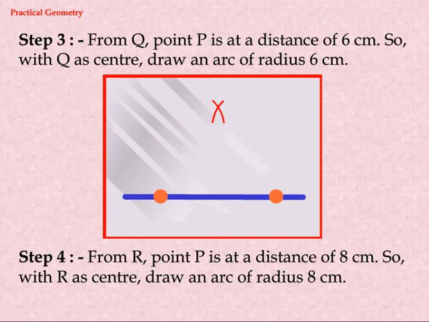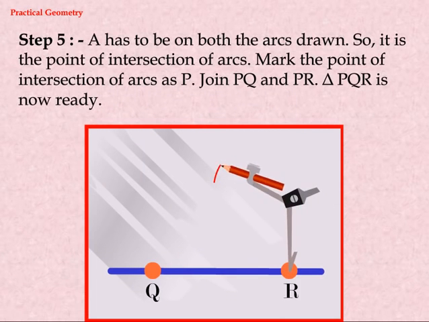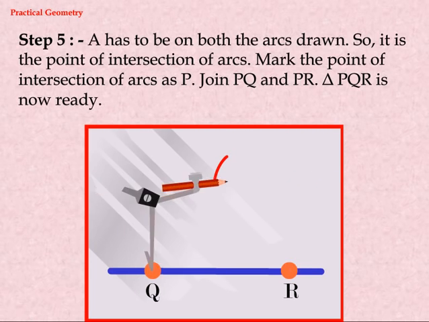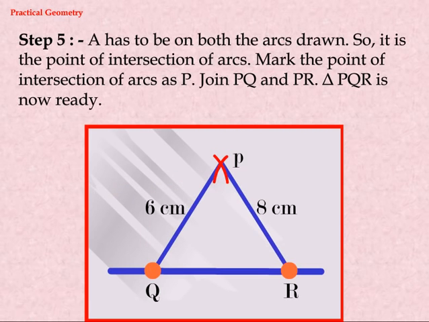Step 4. From R, point P is at a distance of 8 cm. So, with R as center, draw an arc of radius 8 cm. Step 5. P has to be on both the arcs drawn. So, it is the point of intersection of arcs. Mark the point of intersection of arcs as P. Join PQ and PR. Triangle PQR is now ready.